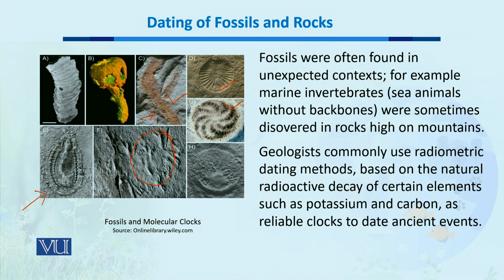Geologists commonly use radiometric dating methods, which means they use radioactive elements to determine the age of rocks or the fossils which are found in those rocks. This is based on the natural radioactive decay of certain elements such as potassium and carbon, used as reliable clocks to date ancient events. We know about carbon and potassium, and we know that some radioactive isotopes of these elements are also found in nature. So determining the radiometric activity can give us accurate data of the time in which that rock was formed.